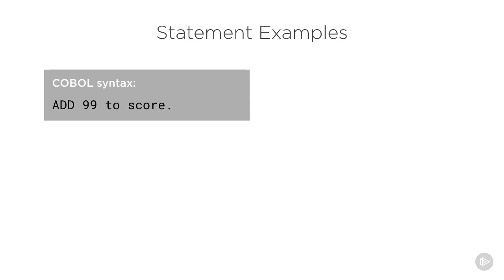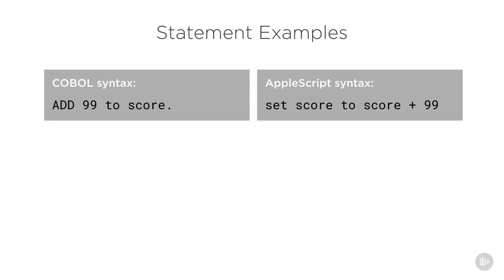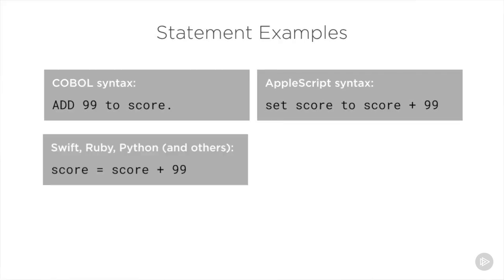So let's begin with an older language. In the programming language COBOL, this statement could be written as add 99 to score. In AppleScript, a different language, we'd say set score to score, whatever it is right now, plus 99. Same intention, same result, but a different syntax to do it. In a lot of other programming languages, adding 99 to score is written as score equals score plus 99.